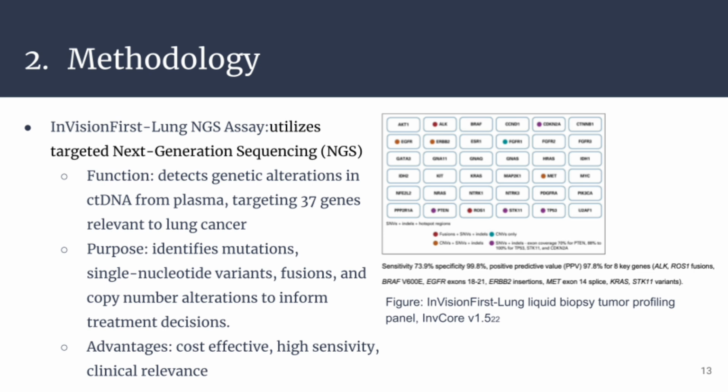The advantages of this assay are that it is cost-effective: targeted NGS focuses sequencing effort on specific regions of interest, reducing the overall cost compared to whole genome sequencing. And high sensitivity: it allows for detection of low-frequency mutations in ctDNA, which is critical for early cancer detection and monitoring. And for the clinical relevance, by targeting known cancer-related genes, targeted NGS provides clinically actionable information that can guide personalized treatment decisions.